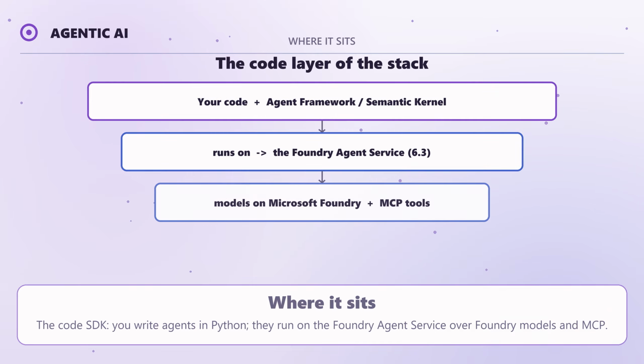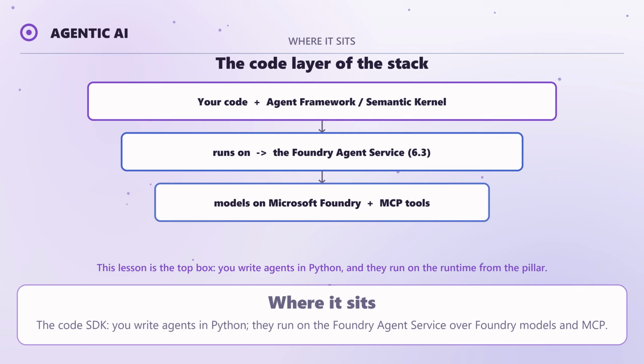First, place it in the stack so you know what we're looking at. Your code, written with the Agent Framework or Semantic Kernel, is the top box. That code runs on a runtime, which could be the Foundry agent service from the pillar. And underneath both sit the models on Microsoft Foundry and your model context protocol tools. This lesson is all about that top box, how you actually write an agent in code, and how its pieces line up with the runtime beneath it.